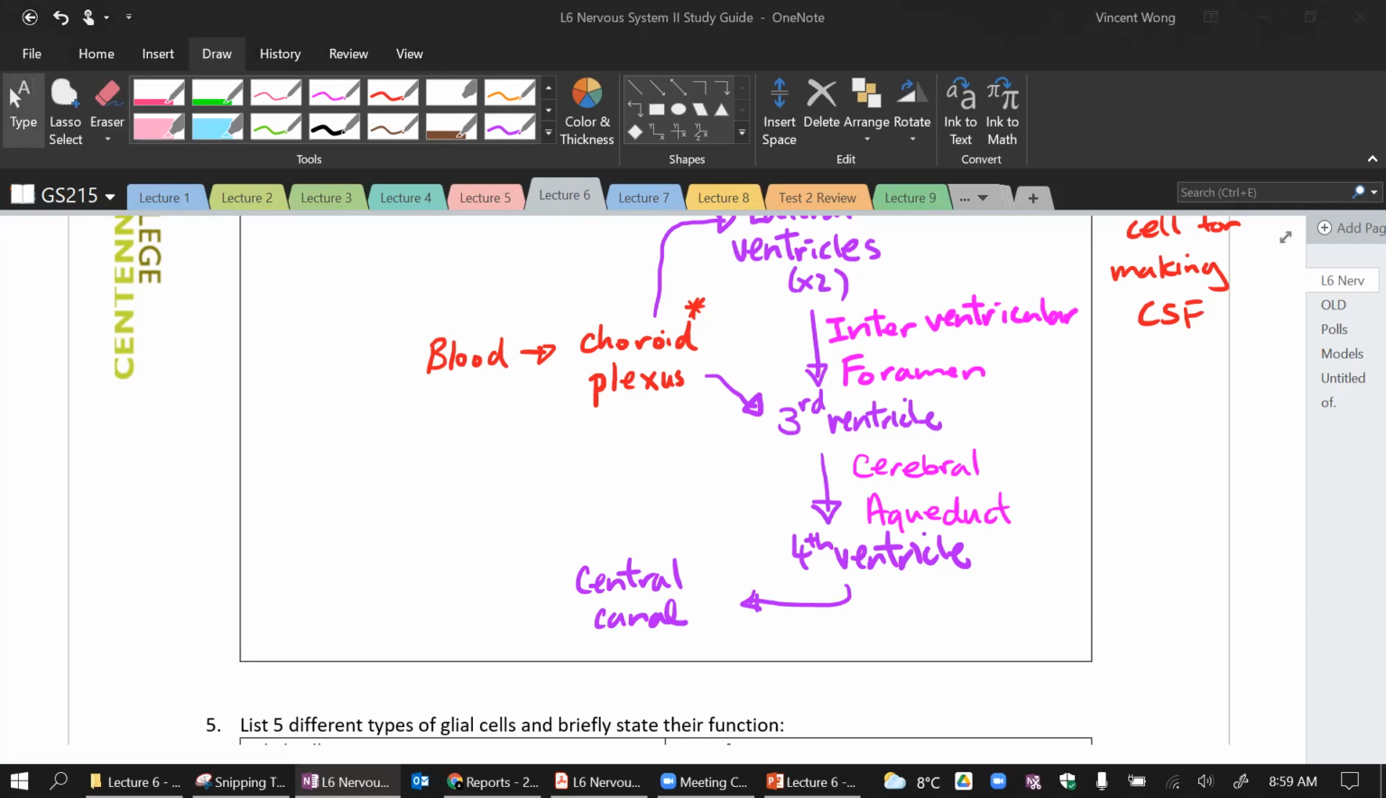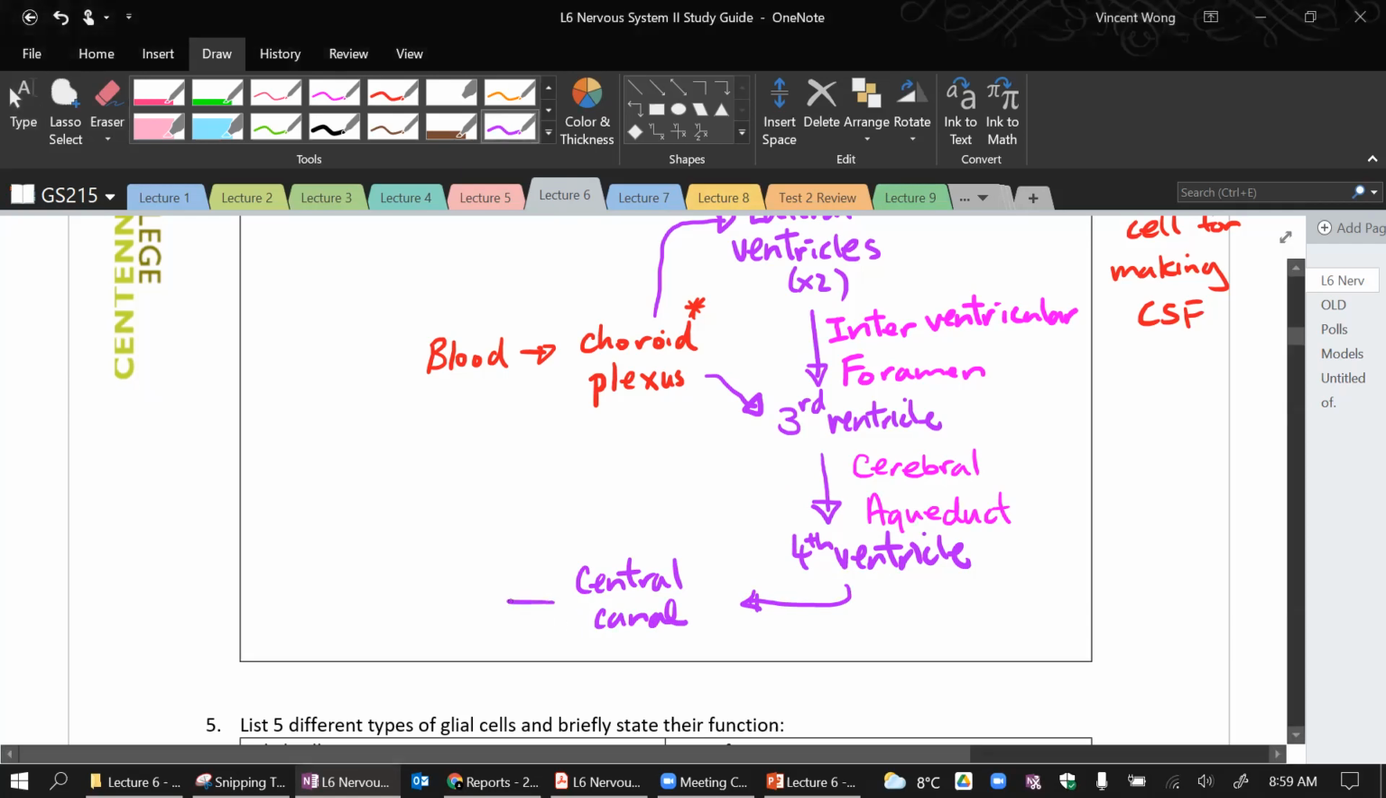So from the fourth ventricle, it goes down the central canal, and then it's gonna go all the way down to the bottom, and then it will surround the spinal cord. Similarly, some of this will go to the subarachnoid space.